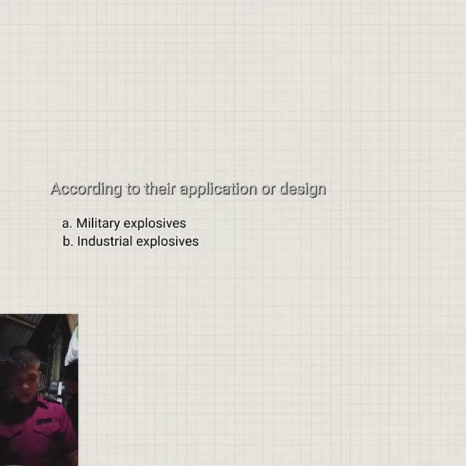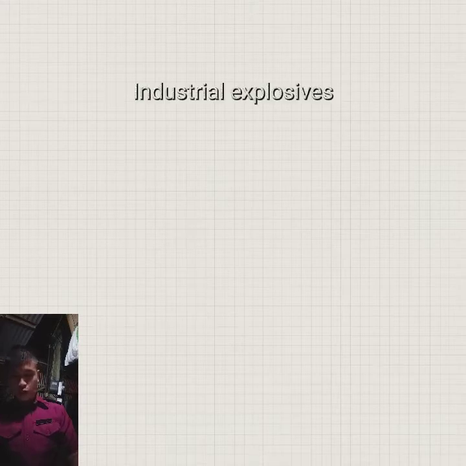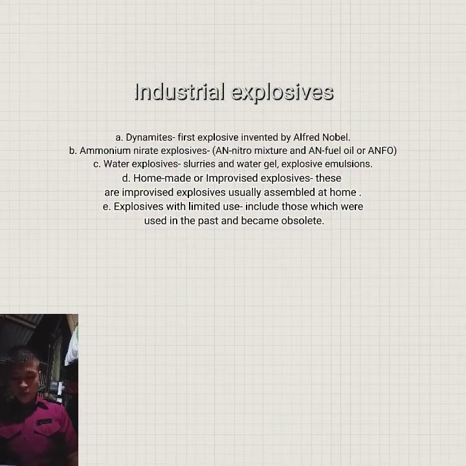The second design of explosive is the industrial explosives. The first example is dynamite, the first explosive invented by Alfred Nobel. It contains up to 75% nitroglycerin absorbed and desensitized by 25% diatomaceous earth, and an oxidizer can be added to increase the energy yield. Number 2 is ammonium nitrate explosives, a mixture of ammonium nitrate and fuel oil, or ANFO.